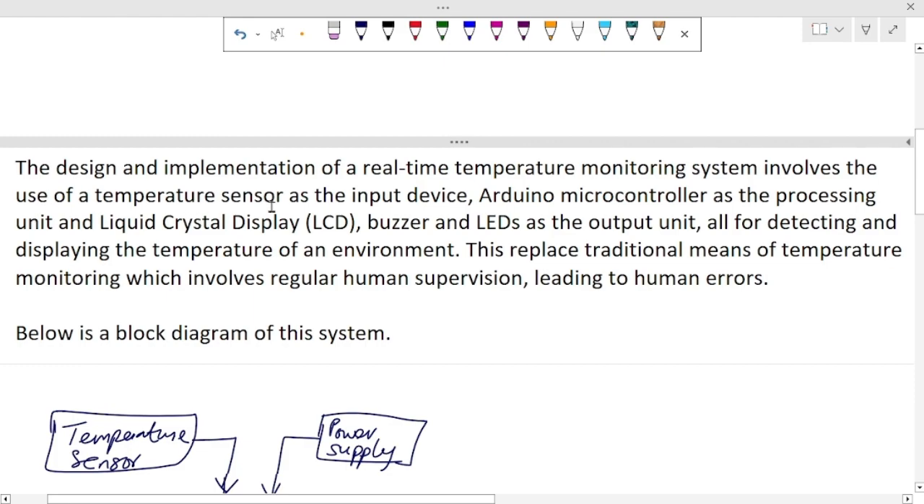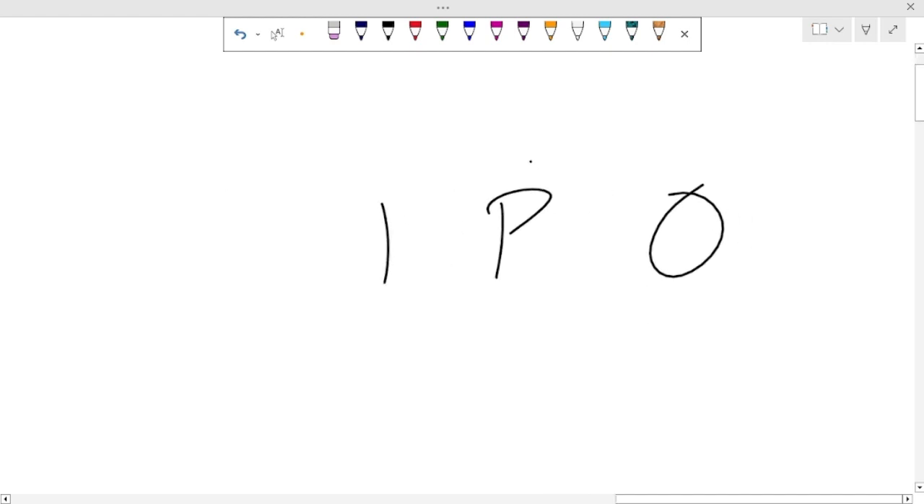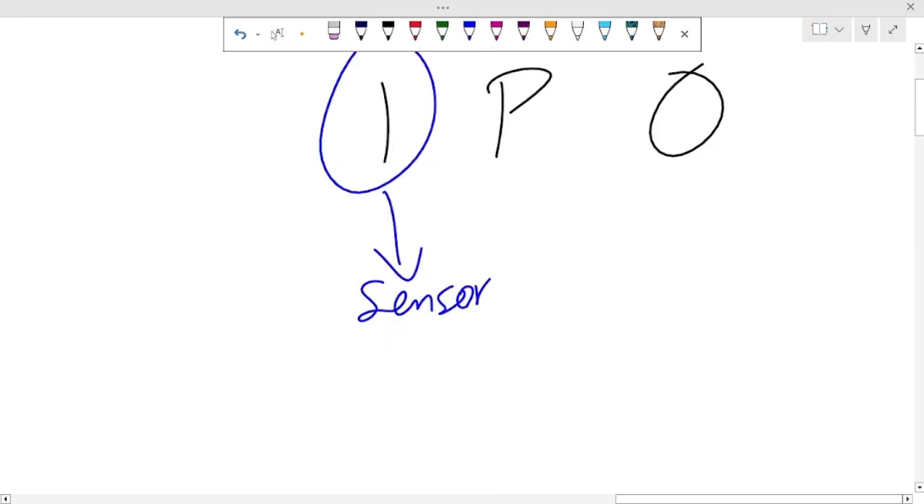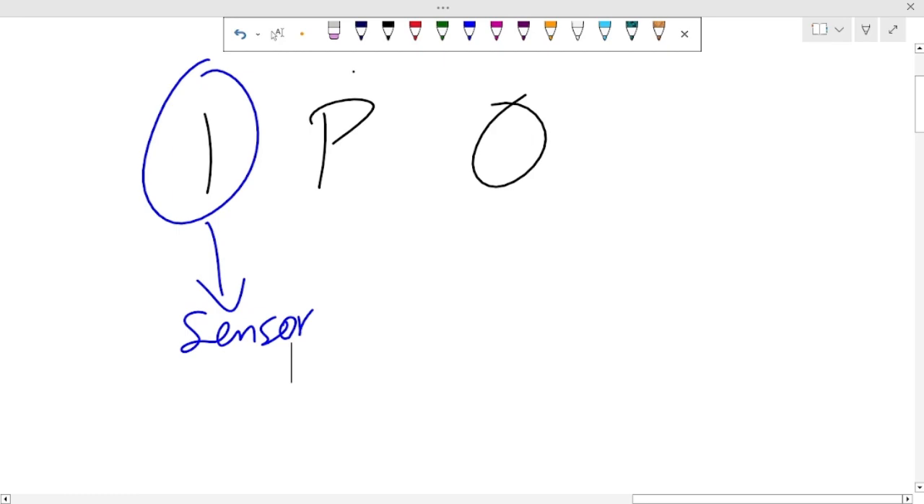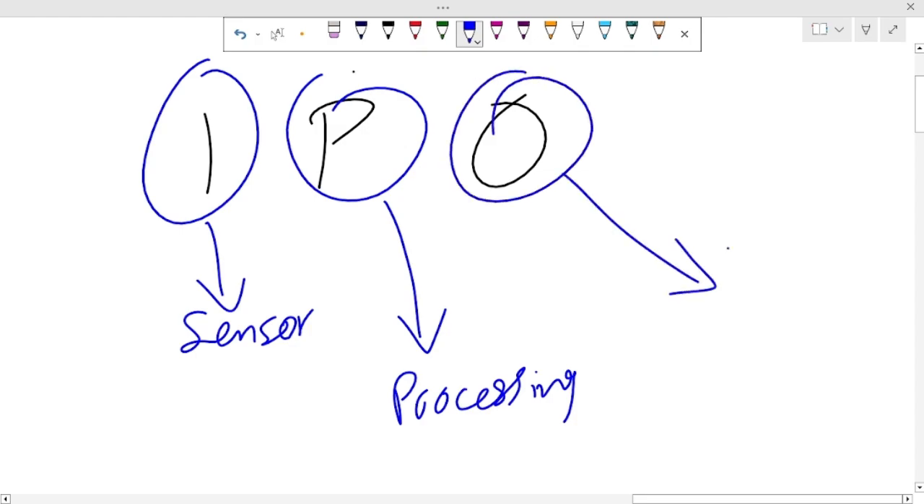The use of a temperature sensor. Let's quickly do this so that you understand what I'm reading out. For the input, you need something to monitor the temperature. It will sense the temperature. Are we together? Then the processing unit needs something to process the temperature. A processing unit. Then, of course, output, something to display.